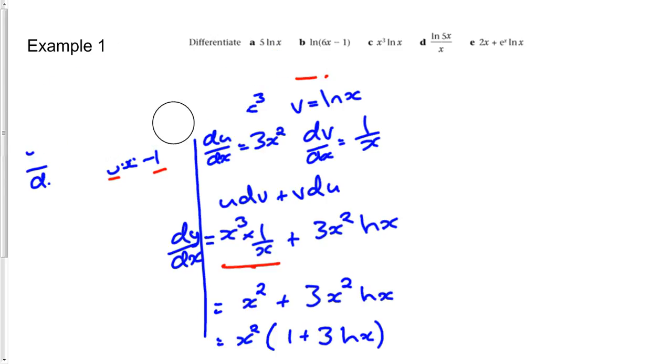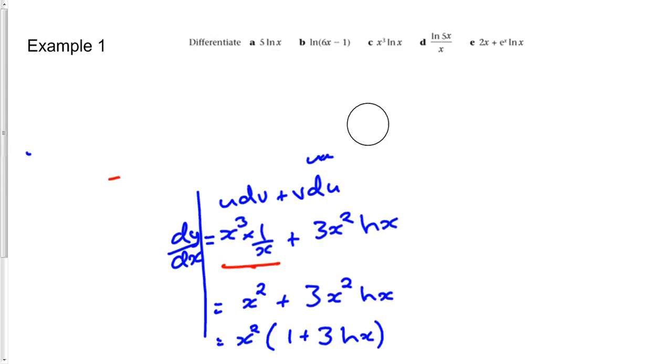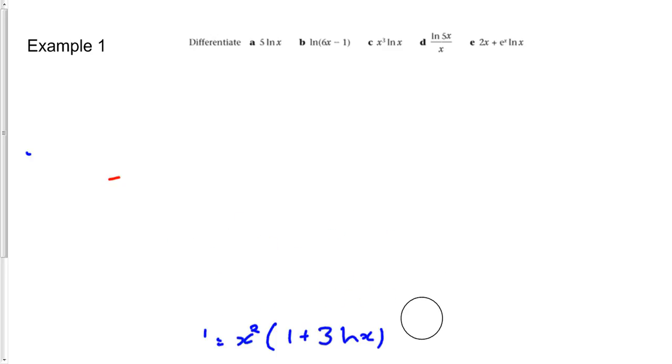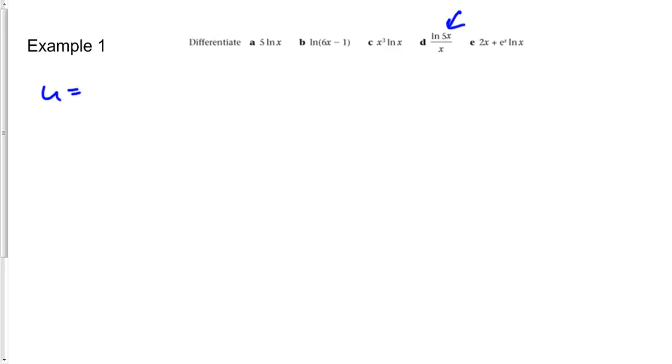So if we have a look at the final two examples, we've got log 5x over x. Now again, we can see that these questions don't vary that much. We've got a function on the top, which we're going to call u. So we've got u equals log 5x. We've got a function on the bottom, which is just x. So we're going to say that v equals x. And when you've got a function on the top and the bottom, we use the quotient rule.